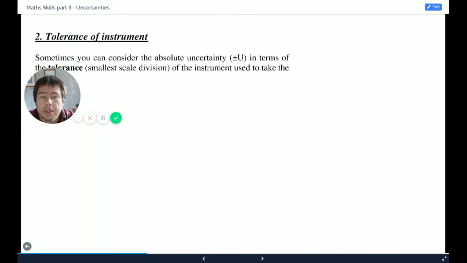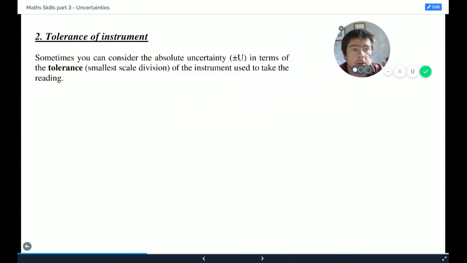So that's when we take multiple measurements, mean and spread of our data. So the mean is the value that we're going to quote, the spread is our absolute uncertainty. We can use dot plots to identify whether we've got outliers or anomalies. Sometimes we just take a single measurement. So for a single measurement, we're going to have to then think about the tolerance of our instrument. What's the smallest marking on the scale divisions?